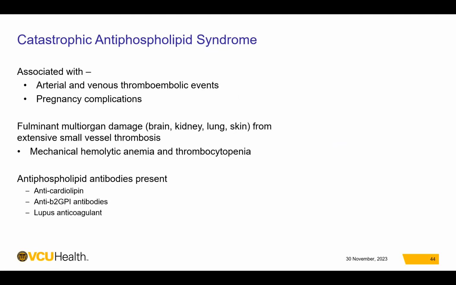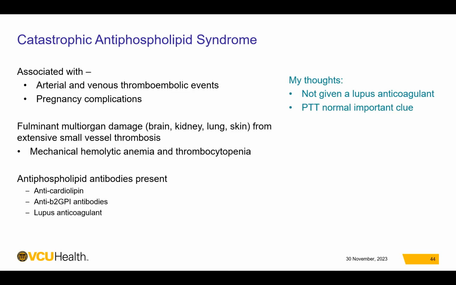I also want to talk a little bit about catastrophic antiphospholipid syndrome. So you need to think about this in a patient who's had multiple pregnancy losses and who presents with arterial and venous thromboembolic events. They have fulminant multi-organ damage from extensive small vessel thrombosis. So they also have a mechanical hemolytic anemia and thrombocytopenia. The antiphospholipid antibodies are present in this diagnosis: anticardiolipin, anti-beta-2 glycoprotein, and lupus anticoagulant.